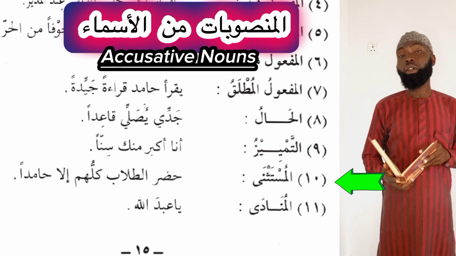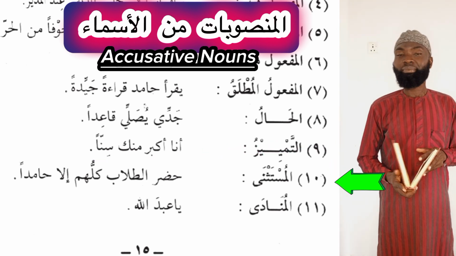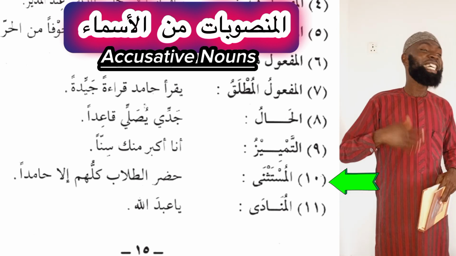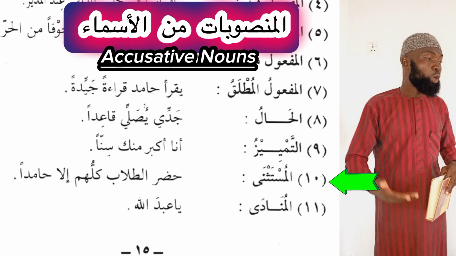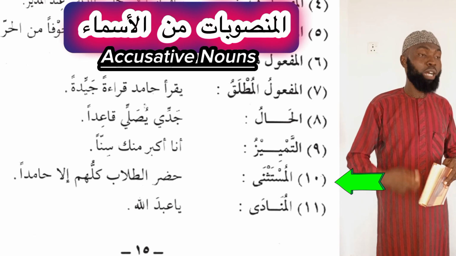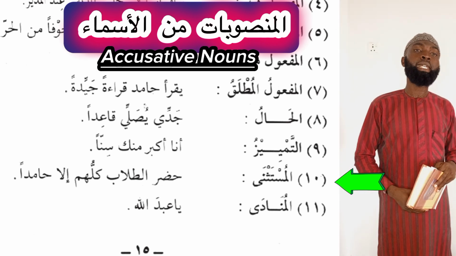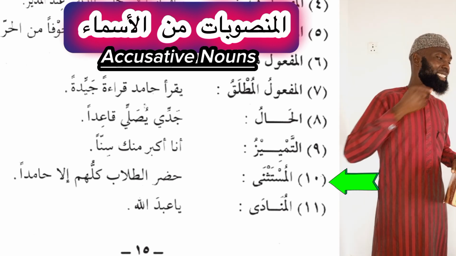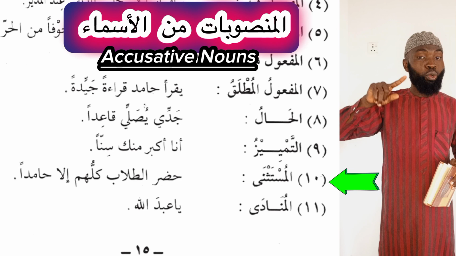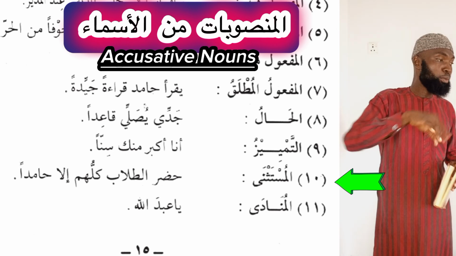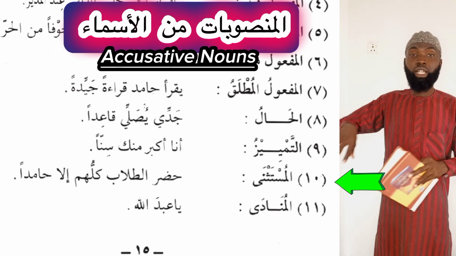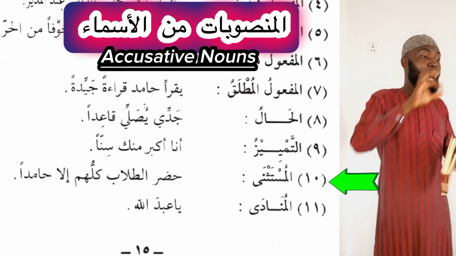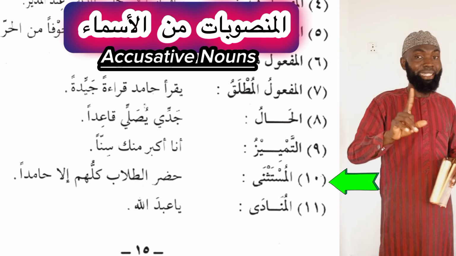Another category which falls under al-mansubat is the al-mustasna. Al-mustasna are called the exceptional nouns. Nouns which we use for exemption. Nouns of exemption. Like when I say, all the students came except Muhammad. So you can see I've used the word except to exempt Muhammad from the crowd of students who came. Ja'at tullabu illa Muhammadan. All the students came except Muhammad.